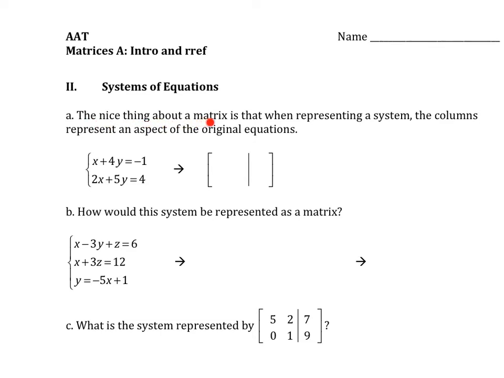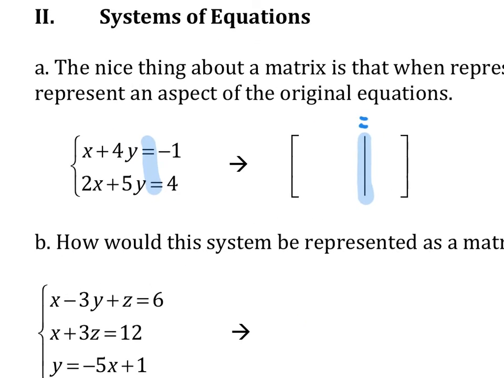The nice thing about a matrix is that when you're representing a system, the columns represent an aspect of the original equations. So, for example, the first column is going to be my x's, or a's, or whatever variable we're using. The second column is going to be my y's, and this third column is the equals part, equals something. All right, so that's why there's a little line right here, as if there's a separation. The line represents the equals right there. So for these matrices that we're going to write, we are going to write a little bar, a vertical line there representing the equal.